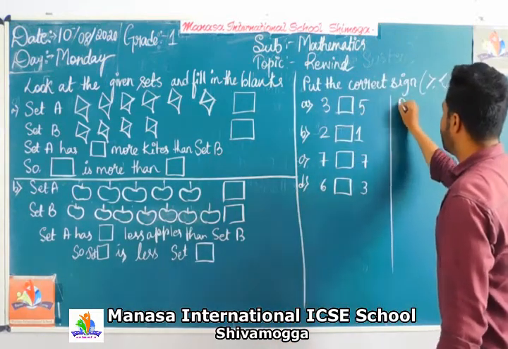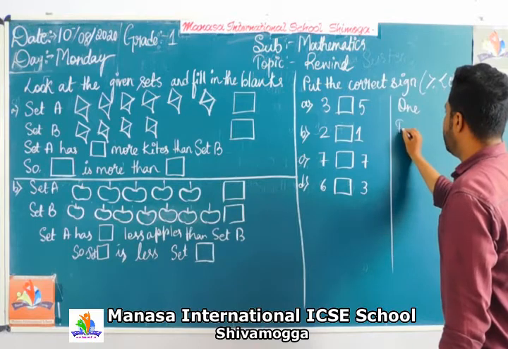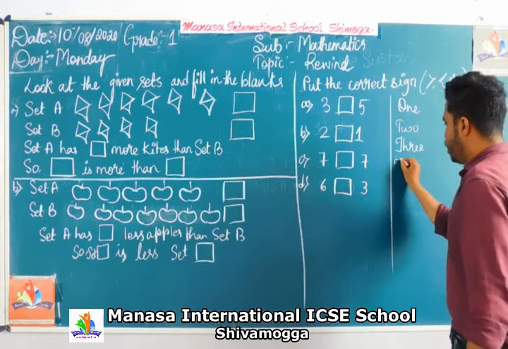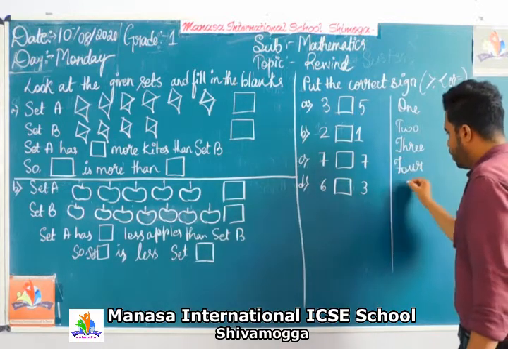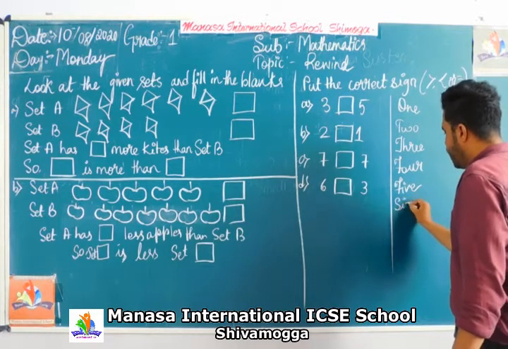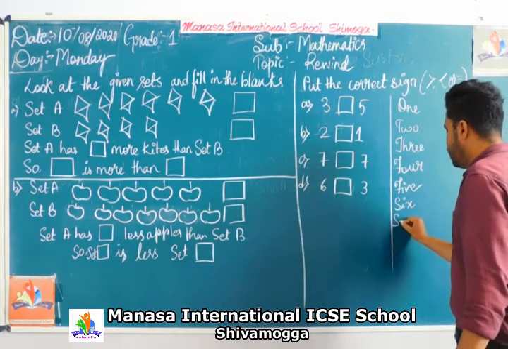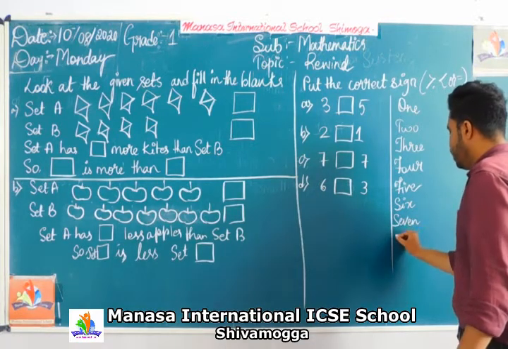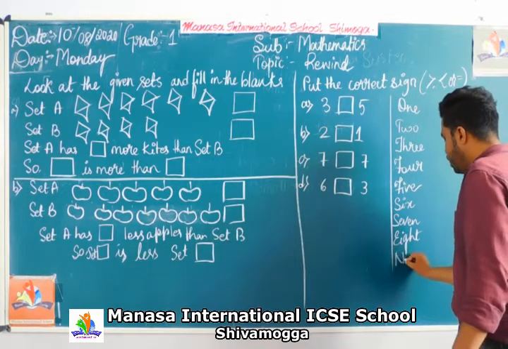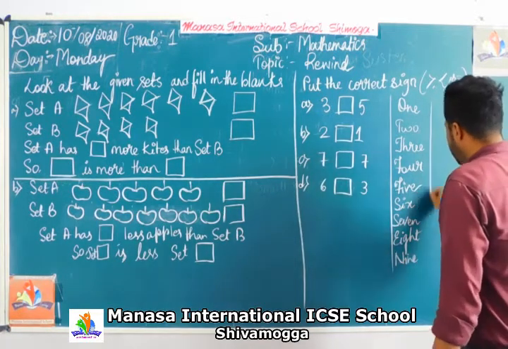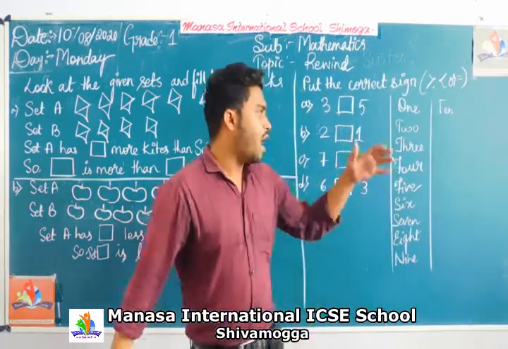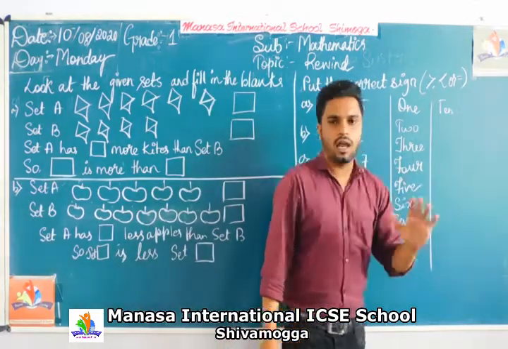So, 1 can be written as O-N-E, 1. T-W-O, 2. T-H-R-E-E, 3. F-O-U-R, 4. F-I-V-E, 5. S-I-X, 6. S-E-V-E-N, 7. E-I-G-H-T, 8. N-I-N-E, 9. T-E-N, 10. So, you have read till 10, I guess.